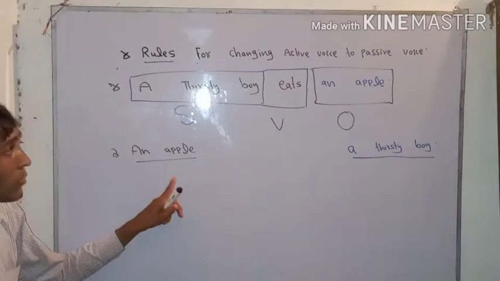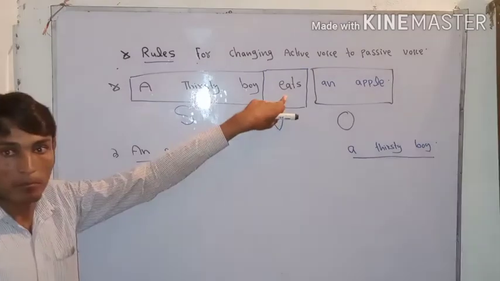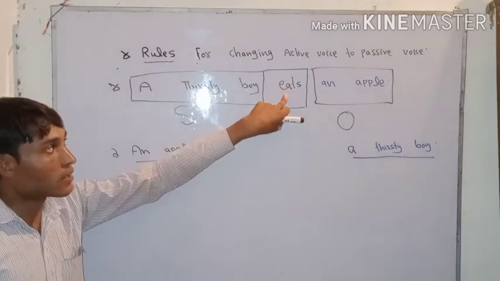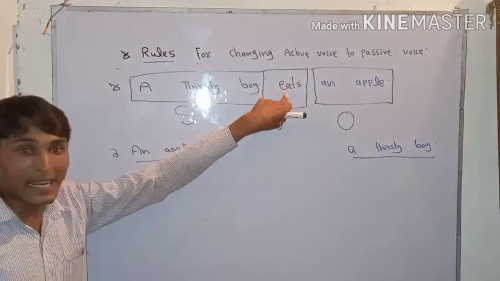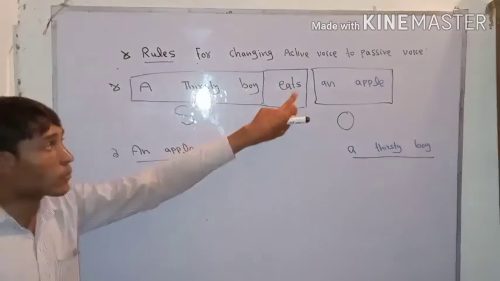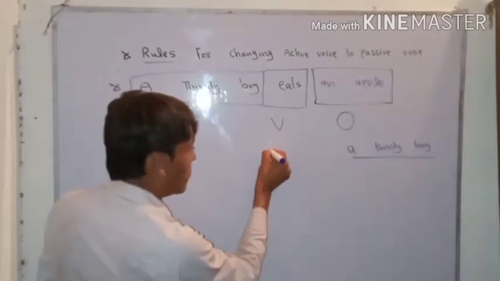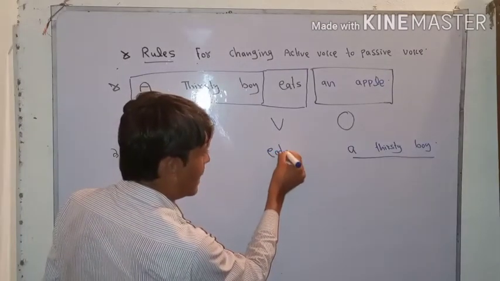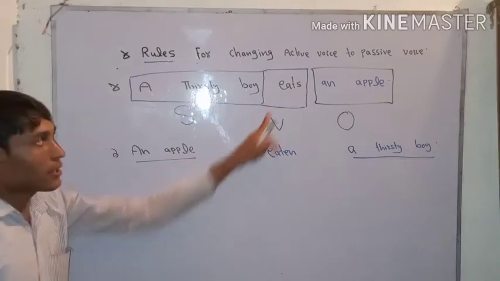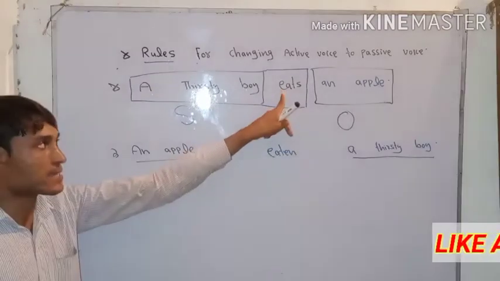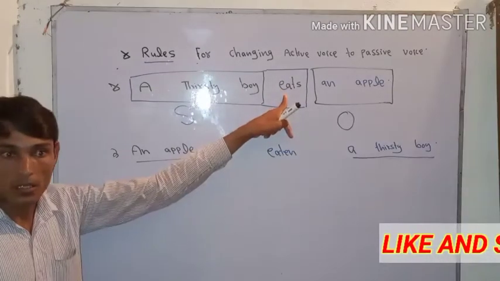Now let's talk about that verb. So what is the verb? Eat is the first form. What will be the past participle form of this verb? So that is called eaten. So we have to write here eaten, E-A-T-E-N, eaten. Eat is the first form, ate is the second form, and eaten is the third form.